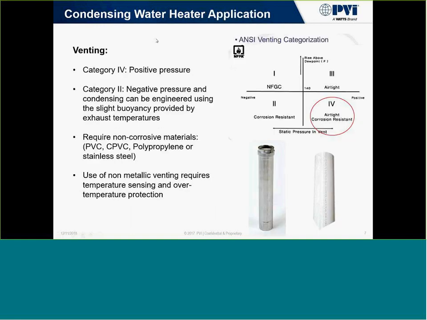So the other aspect of condensing water heater applications is the vent materials. So yes, it's a lower temperature, but it's also more corrosive. Because it's a lower temperature, we are able to use more of a poly-type construction material for our venting, which would be like your PVC, CPVC, or polypropylene.